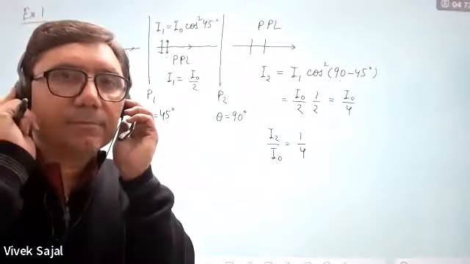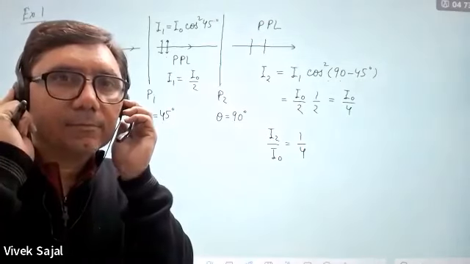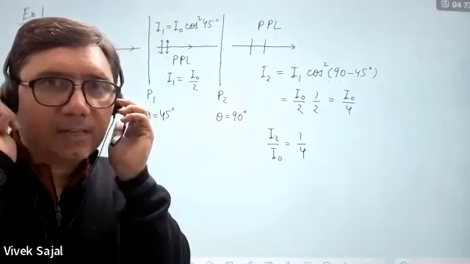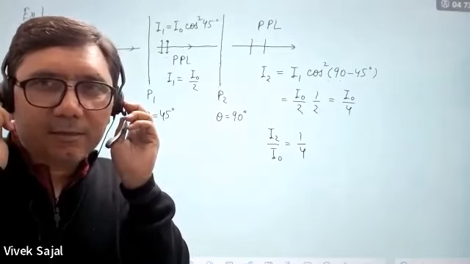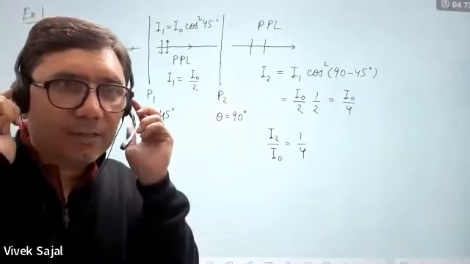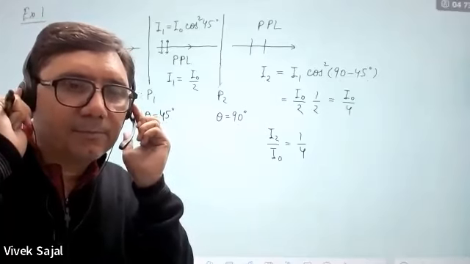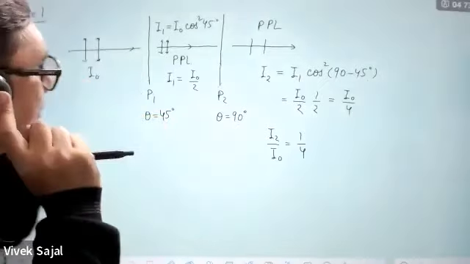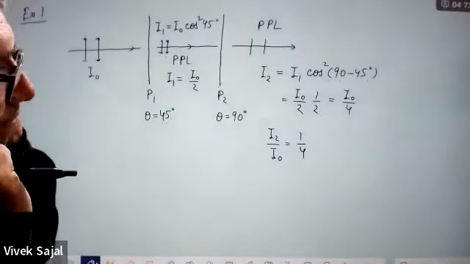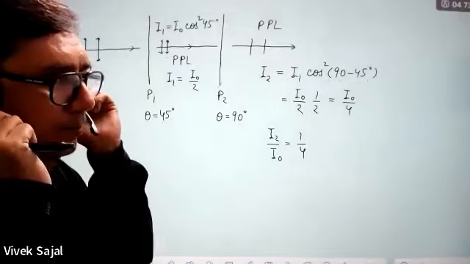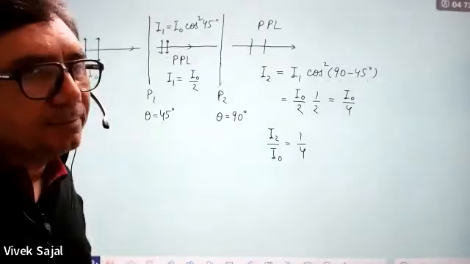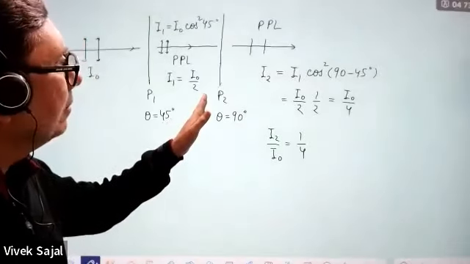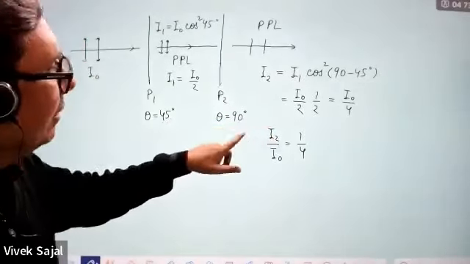Sir, if the second polarizer is also placed at 45 degrees, we get the intensity as I naught by 2, right, sir? Beta, please speak a little louder. If the second polarizer is placed also at 45 degrees, then we get the final intensity as I naught by 2. Correct.